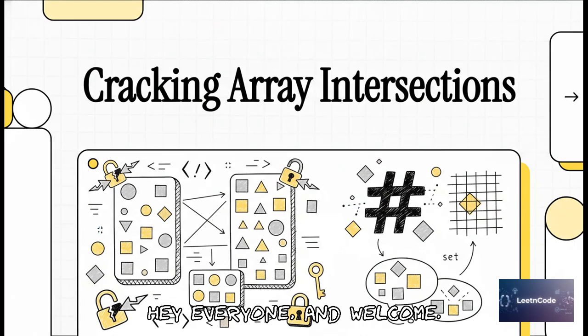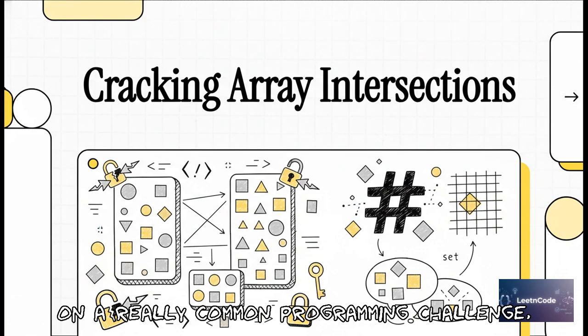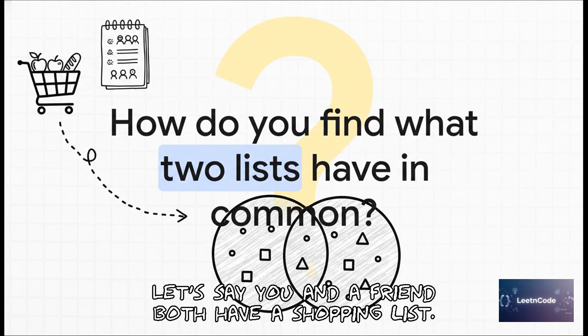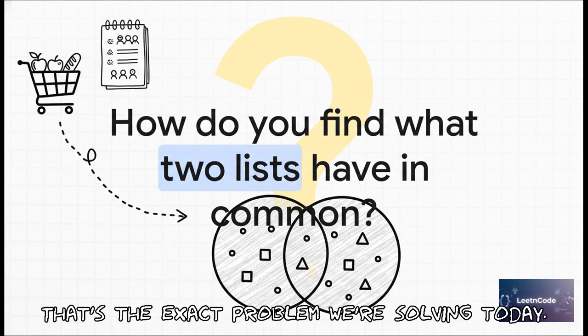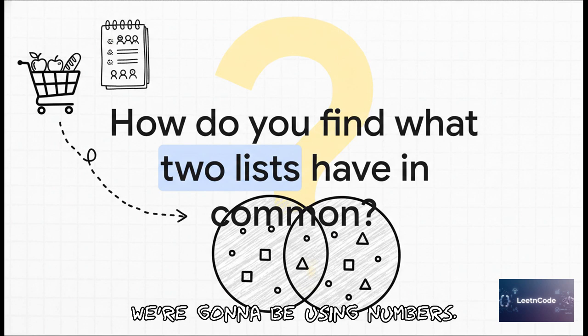Hey everyone, and welcome. Today, we are cracking the code on a really common programming challenge, and it's all about finding common ground. Think of it like this. Let's say you and a friend both have a shopping list. How do you figure out which items are on both of your lists? That's the exact problem we're solving today. Just, instead of milk and eggs, we're going to be using numbers.